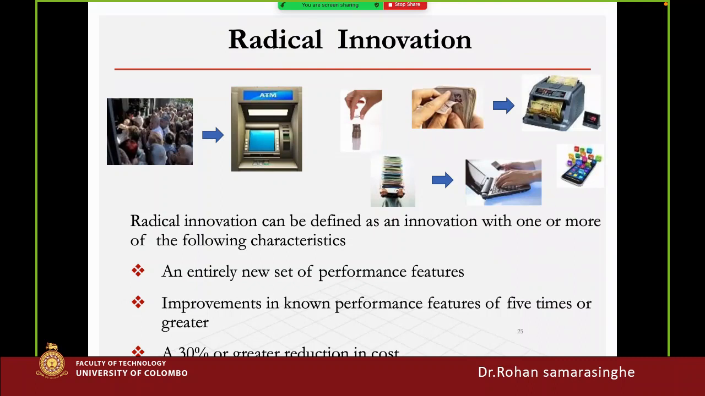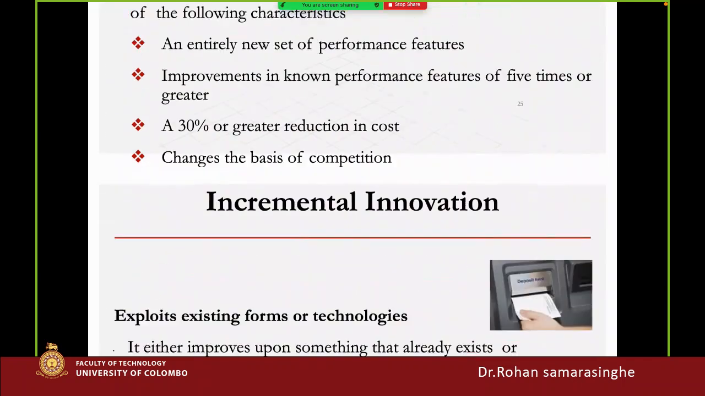The radical innovation can be defined as the innovation with one or more of the following characteristics: an entirely new set of performance features, an improvement in known performance features of 5 times or greater, a 30% or greater reduction of cost, and it changes the basis of competition. So these characteristics can be found.